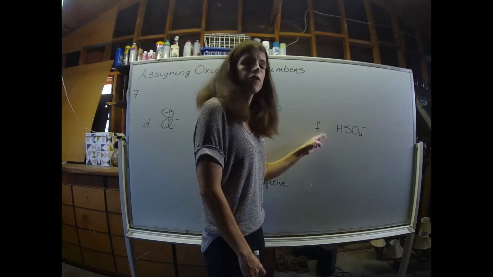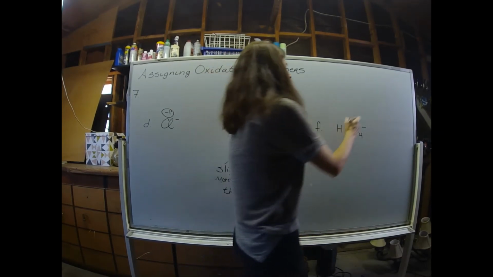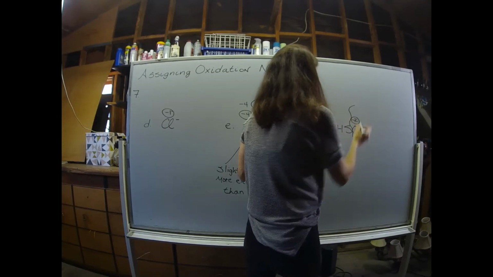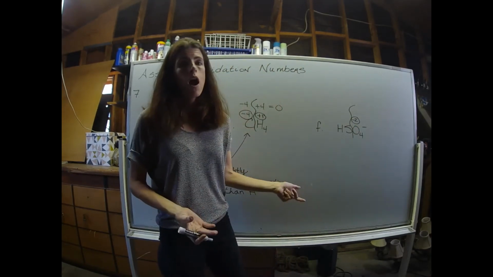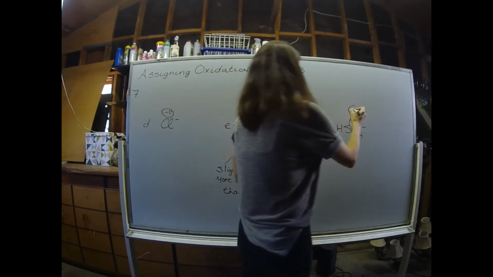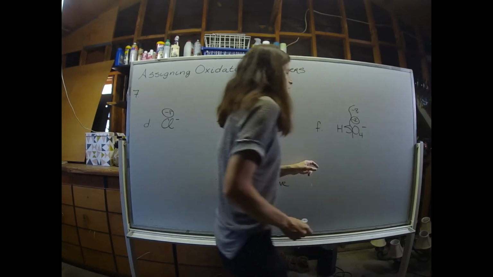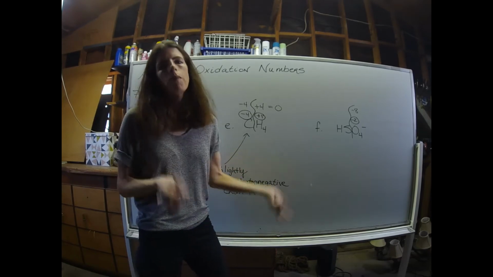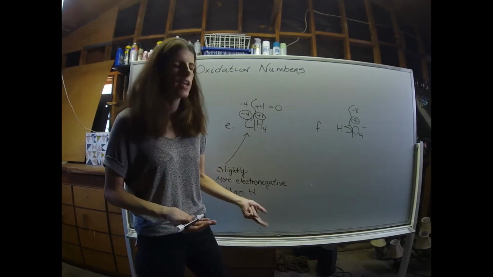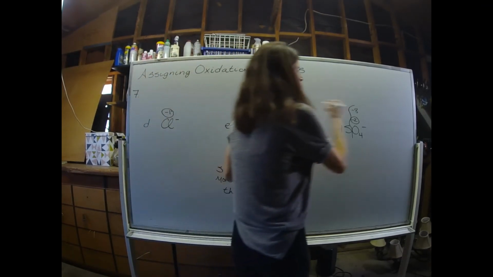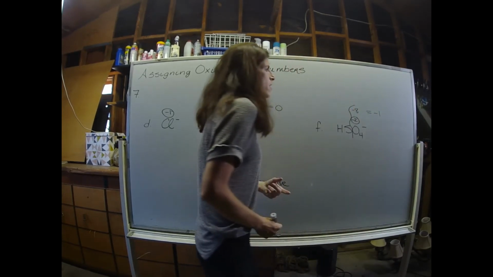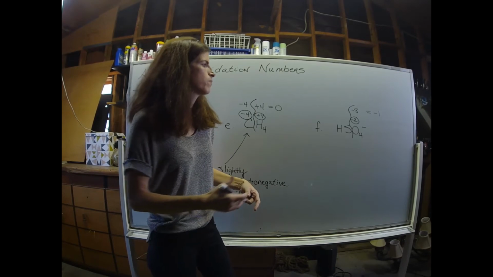On letter F, there's 3 elements in this compound. So I'll start with the oxygen, since I'm pretty confident that that's going to be a -2. There's 4 oxygens, so -2 times 4 gives me a -8. Unlike the previous examples, now we have a charge. This is one of our polyatomic ions, hydrogen sulfate. It has a -1 charge. So everything going on up top has to equal -1.